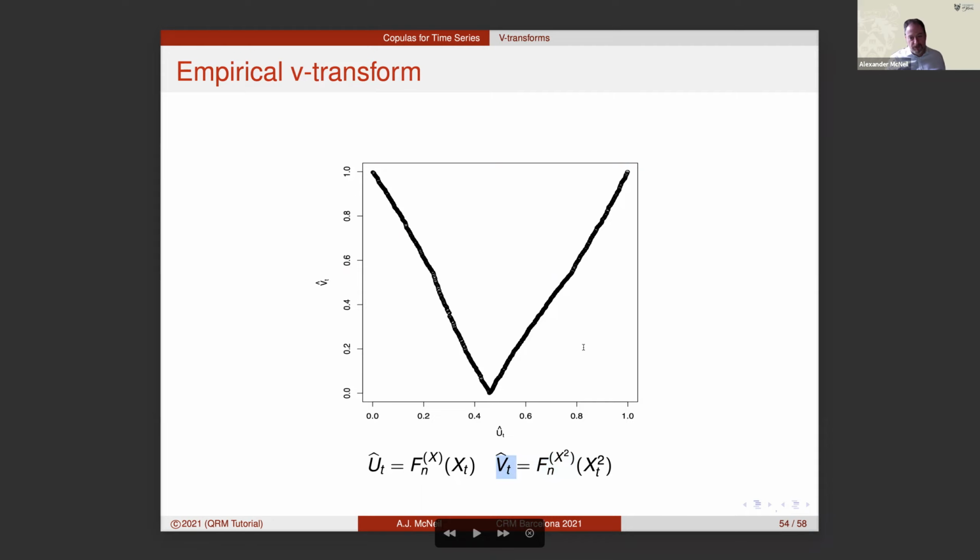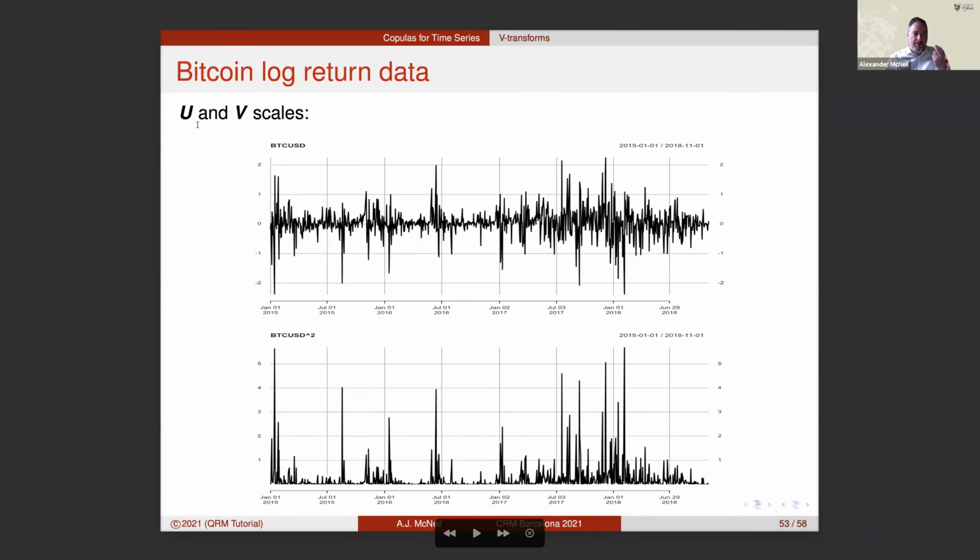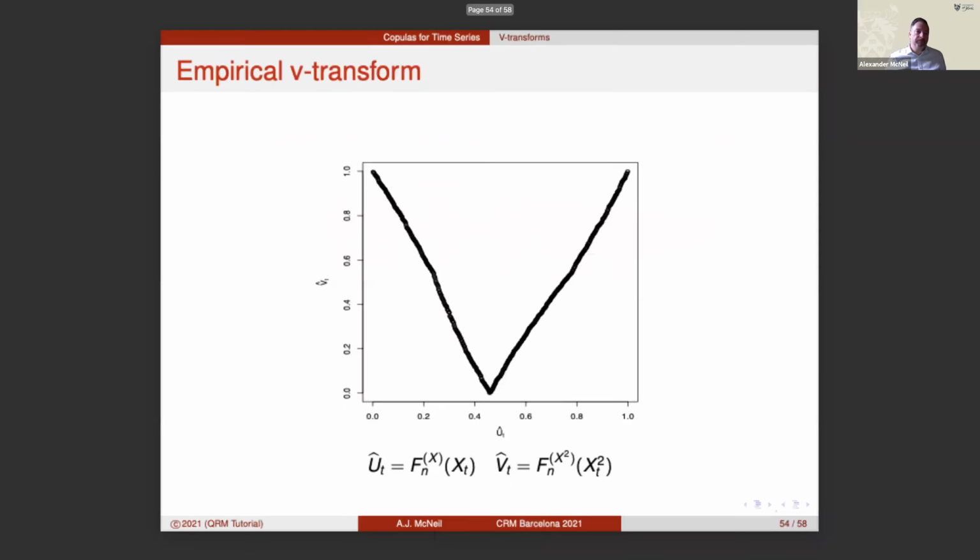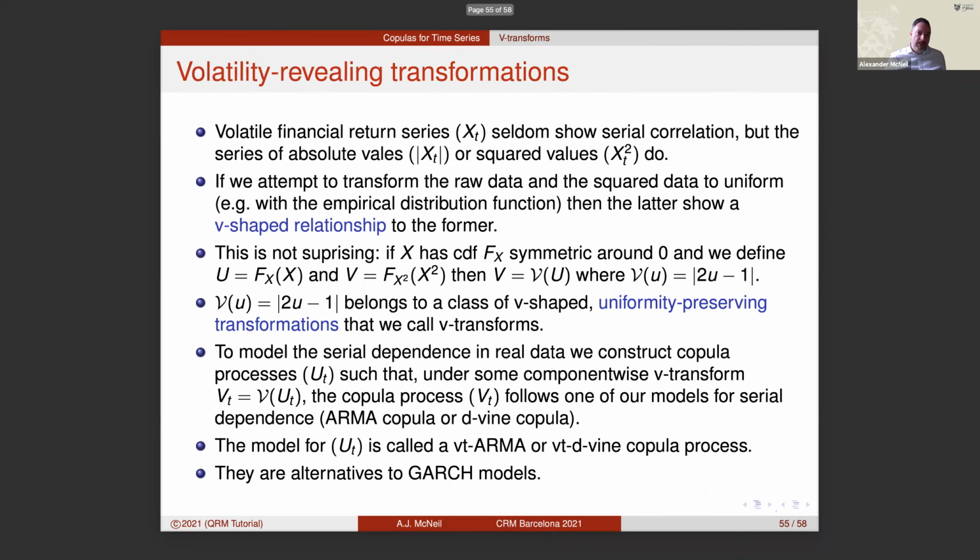And that's what I call a V transform. It's basically the relationship between the pit data for the raw process and the pit data for the squared process. So that's what I mean by the U and V scale. The U is when you transform the raw data to uniform, and the V is when you transform the squared data to uniform. It doesn't have to be squared. You can take other transformations, but basically a transformation that removes the sign and concentrates on the size. So that's a V transform.